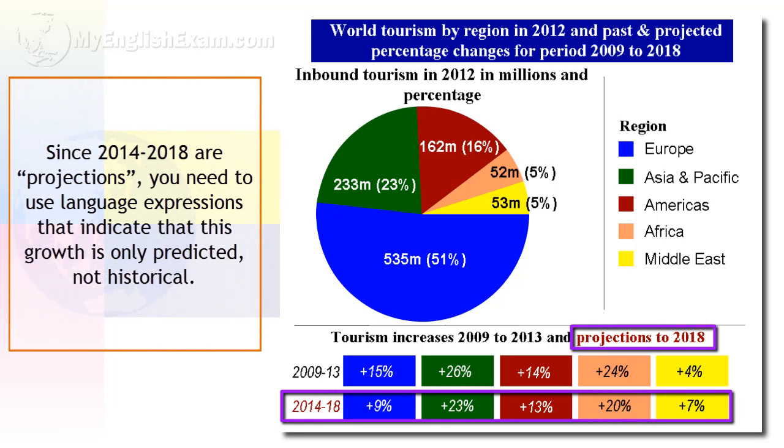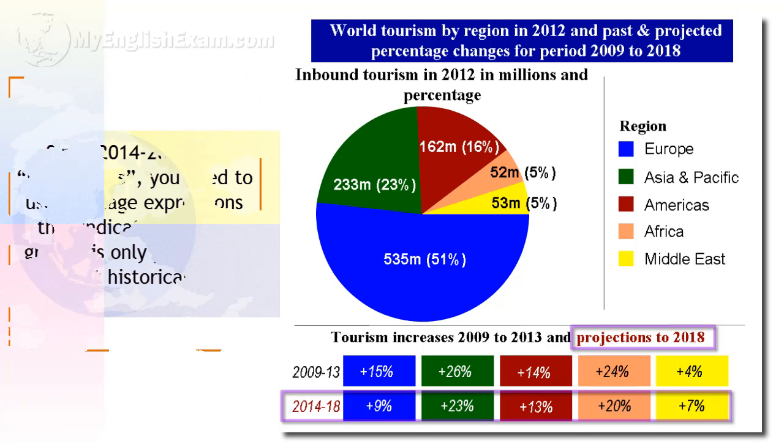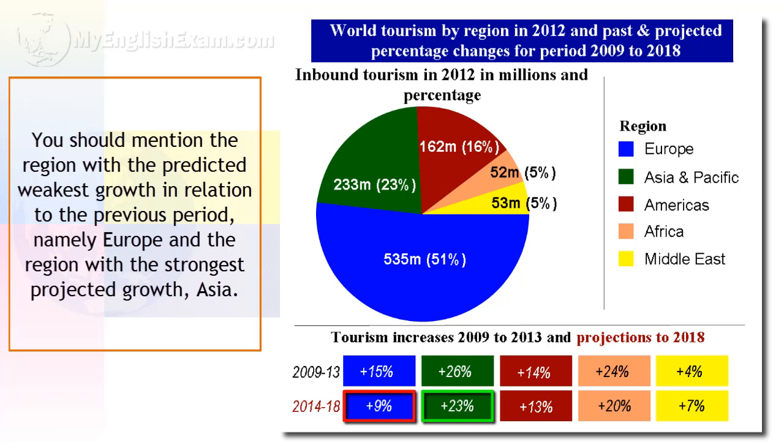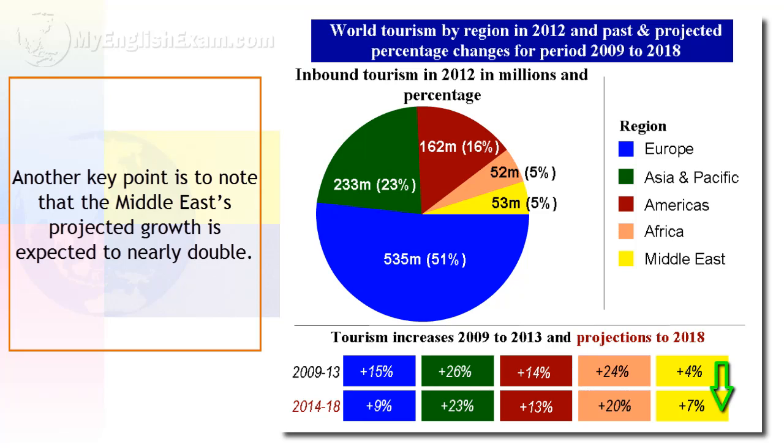Since 2014-2018 are projections, you need to use language expressions that indicate that the growth is only predicted, not historical. You should mention the region with the predicted weakest growth in relation to the previous period, namely Europe, and the region with the strongest projected growth, Asia. Another key point to note is that the Middle East projected growth is expected to nearly double.